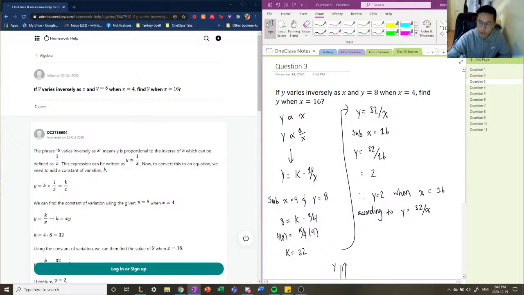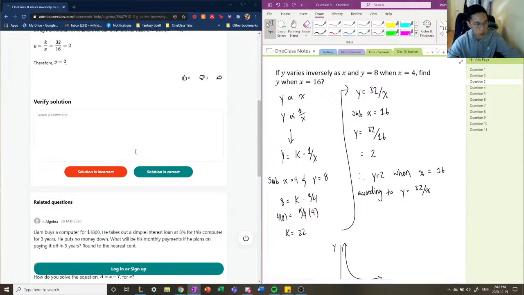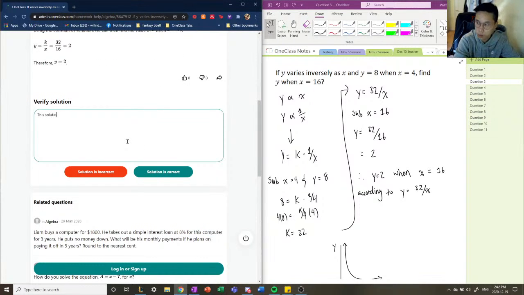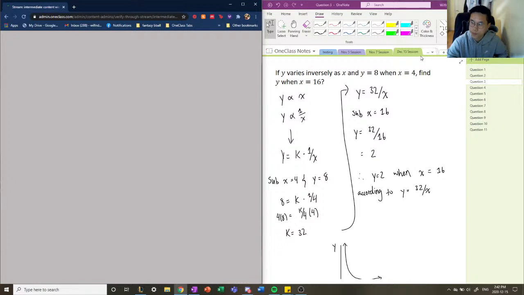And by doing so, we also have to consider that there might be a constant that relates y and x. So we have to solve for this constant before we even try to solve for our actual question here. So we found our constant, which is 32. We found our relationship, which is y equals 32 over x, and we subbed in x equals 16 to find what y equals, and y equals 2. So this solution is correct. Cool. All right, let's move on to question number 4.